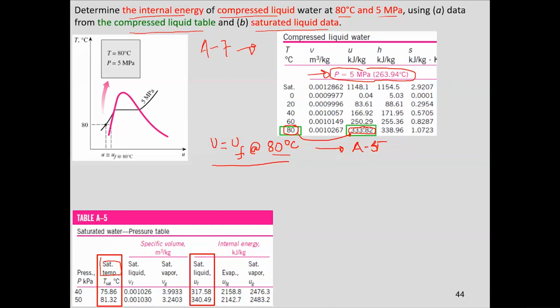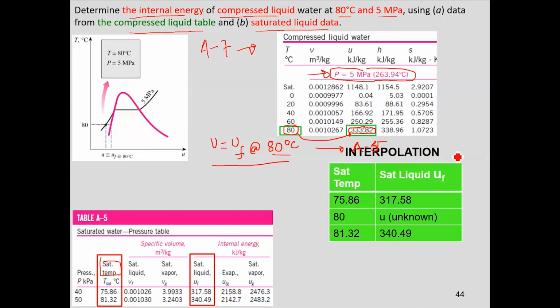You'll construct the table for saturated temperature and saturated liquid internal energy. So you have these values given to you: 75.86 is given, and the corresponding internal energy is given to you. The saturation temperature 80 degrees centigrade is given to you. Internal energy is not known to you, and this is the upper limit for the temperature and internal energy that you extracted from table A5. Now again you have to do the interpolation.